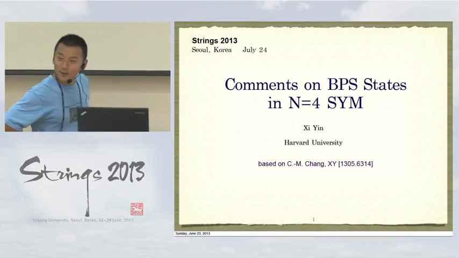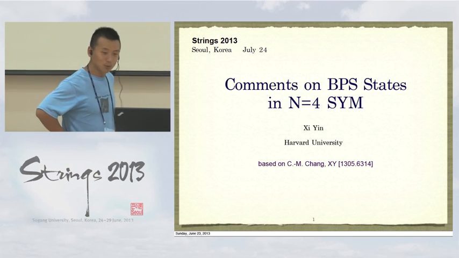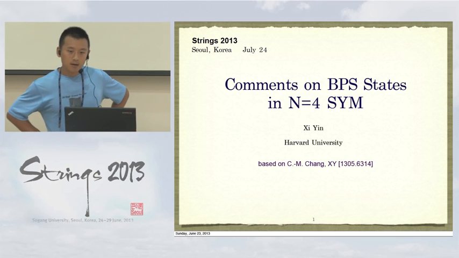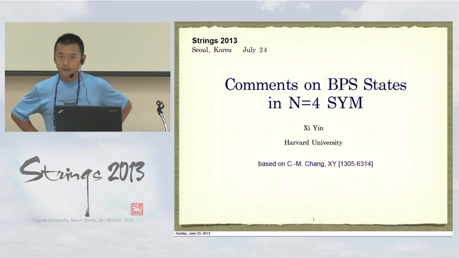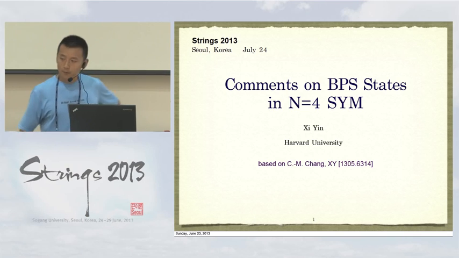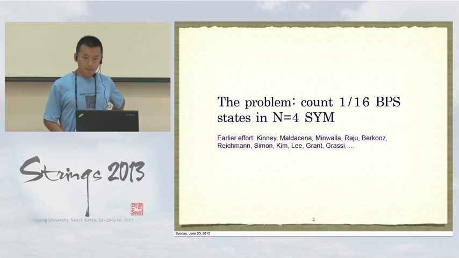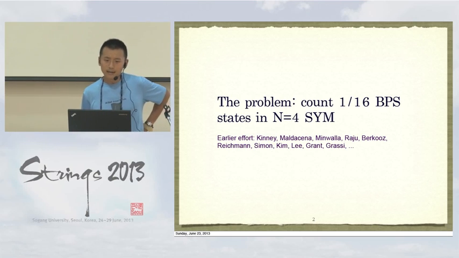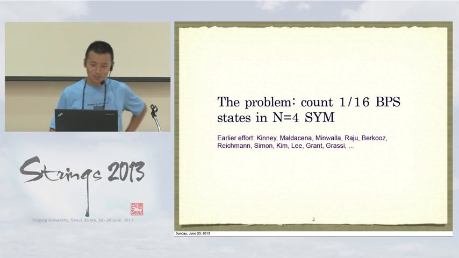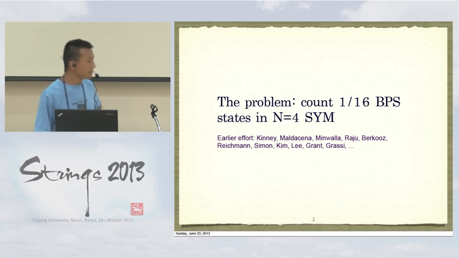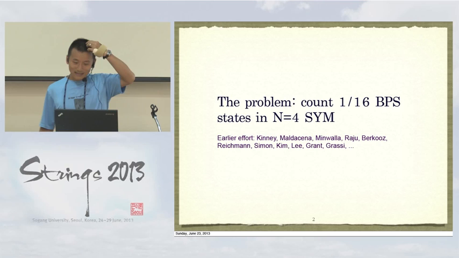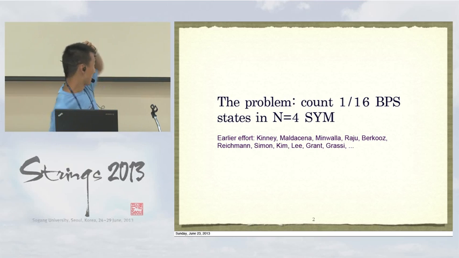I'm going to be giving a very simple talk. It's going to be based on recent work with Chi-Ming Chang on 1/16 BPS states in N=4 super Yang-Mills theory in 4 dimensions. This is a problem that has been around for a number of years by now. Here's a presumably incomplete list of some of the people who have been thinking about this problem, have worked on this problem. And in this talk, I'm going to be adding epsilon to what has been done by these people.